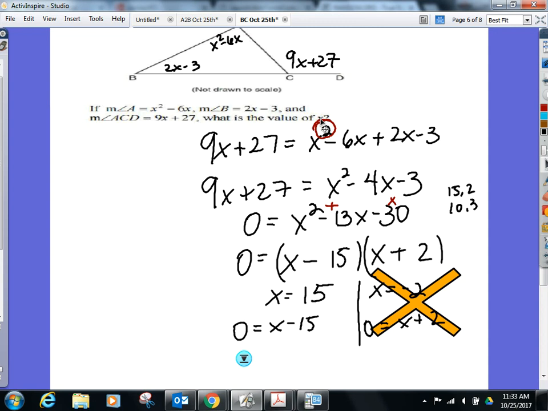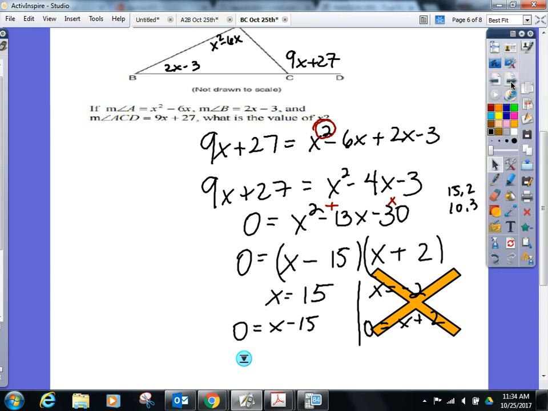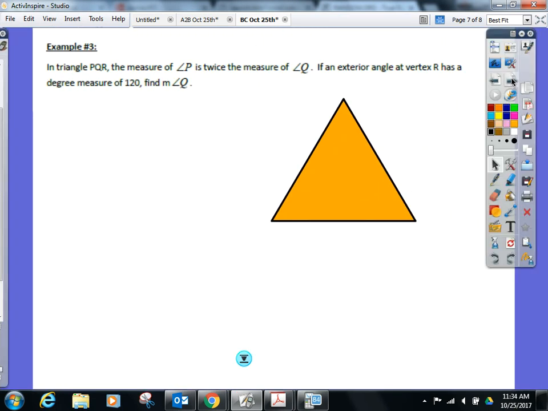Whew, how about that one, huh? Questions? All right. Yeah, we'll have enough time. Okay, here we go. Let's keep working with the exterior angles then.